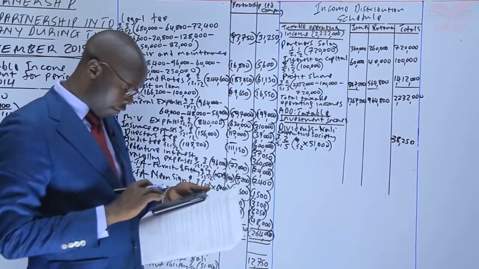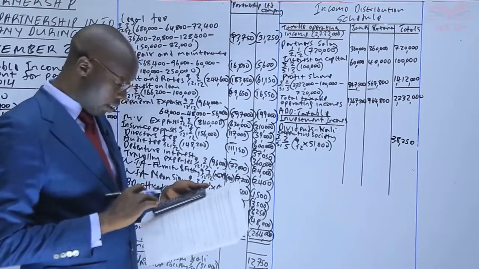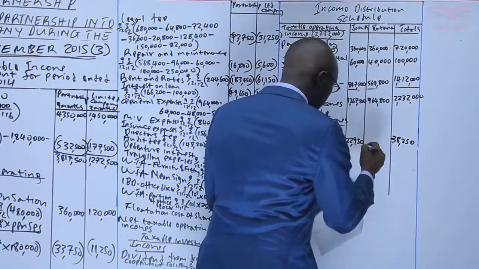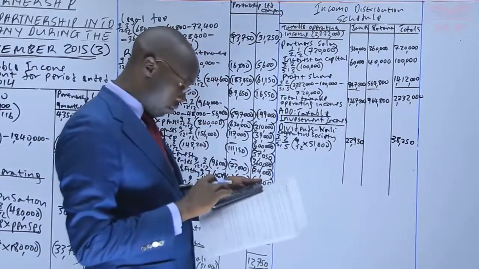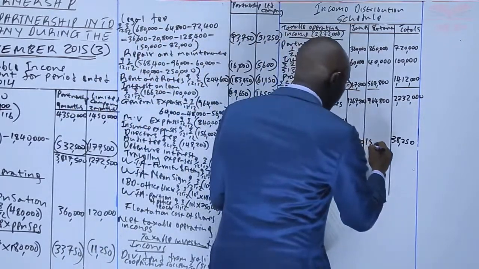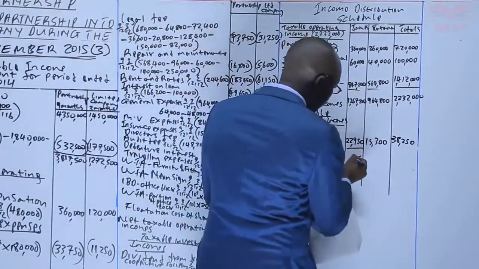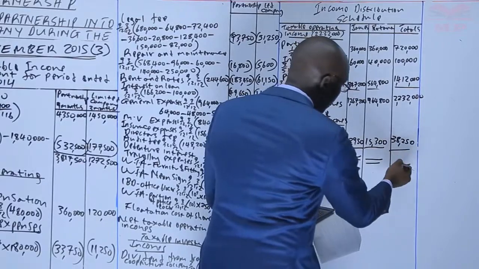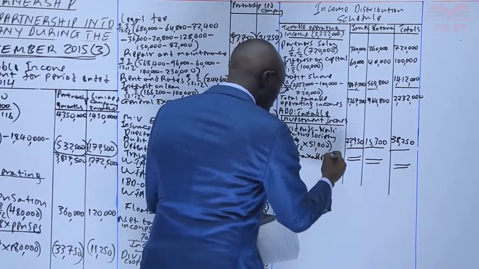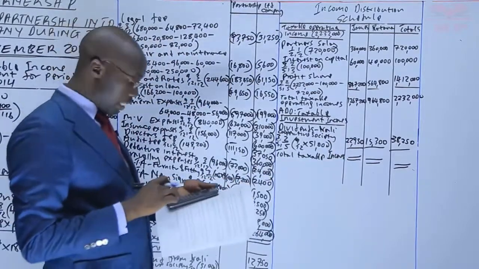Then we share it. That is 3 over 5 times 38,250, which gives us 22,950 for this one. The other one, 2 over 5 times that, is 15,300. And since there is no other investment income, we can now get the total taxable incomes. That means we take the operating plus investment.